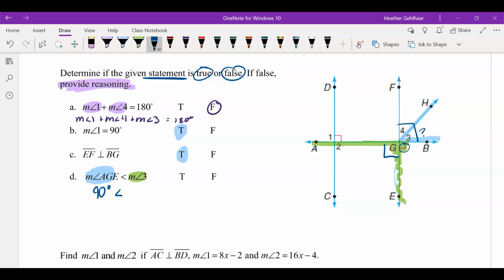So is 90 degrees less than the measure of angle 3, right? And we don't actually know what that one equals. No, absolutely not. That's false. We would need to know exactly what the measure of angle 3 was. What would be true is if it was the measure of angle AGE is greater than the measure of angle 3. That's true, right?